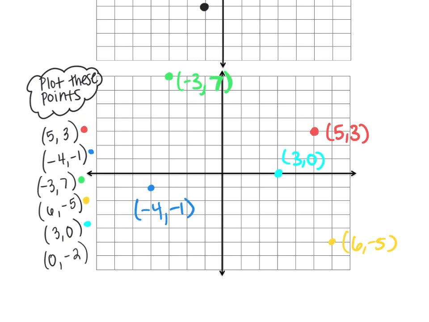Now, the next one is even better. The next one is (0, -2). Here's the thing you've got to know. If it's 0 for your x, you don't go left, you don't go right. You stay right down the middle. And then -2 means you go down 2.